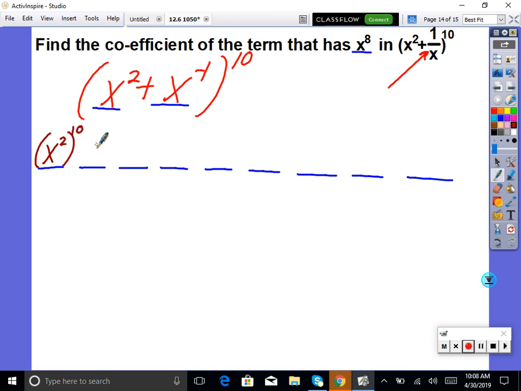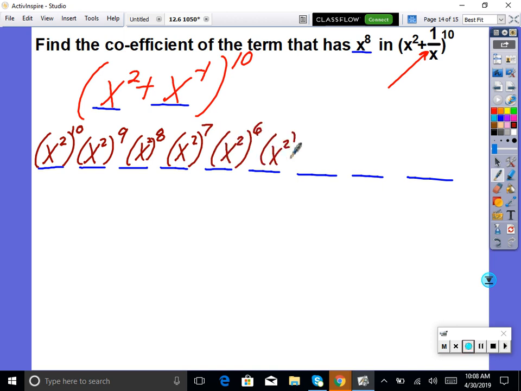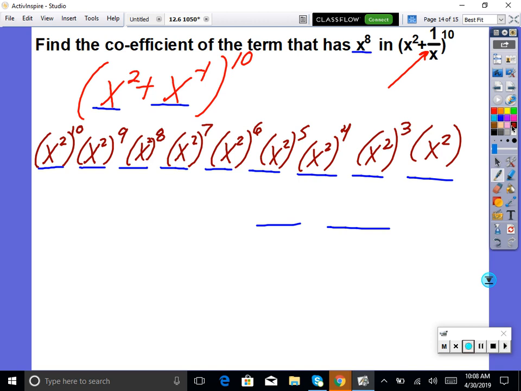x squared to the 10, x squared to the 9, x squared to the 8, x squared to the 7, 6, 5, 4, 3, 2. Did I miss something? I didn't write out enough blue spaces, did I? That's why. Which is weird. Just x to the 8th, though. That doesn't necessarily mean the 8th term, though, everybody, right? Watch. It's because things simplify. That's why we've got to be careful. So then right here we have x squared to the first and then x squared to the 0. I just feel like there's not really an easier way to show this than doing it all out.